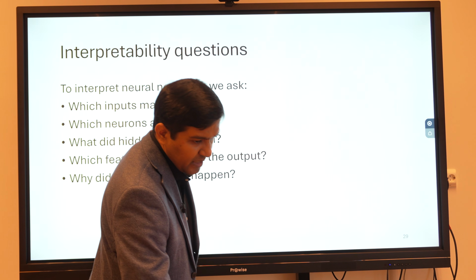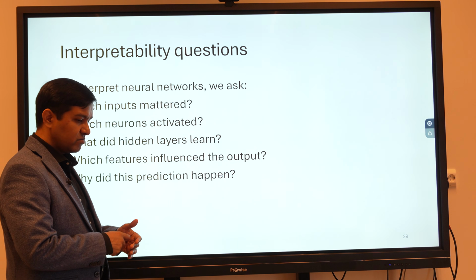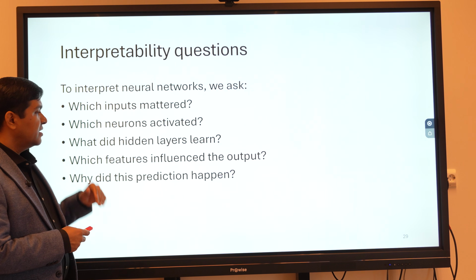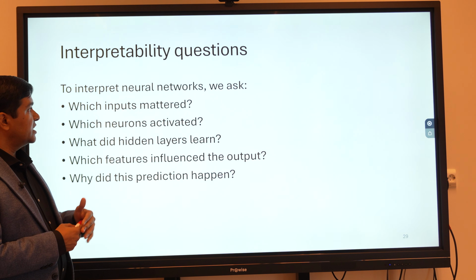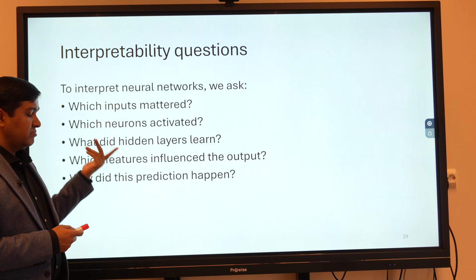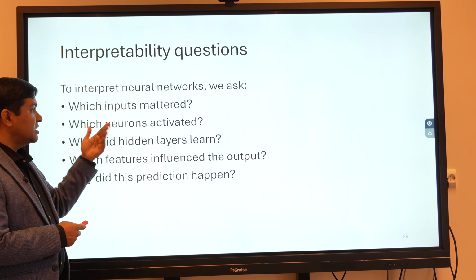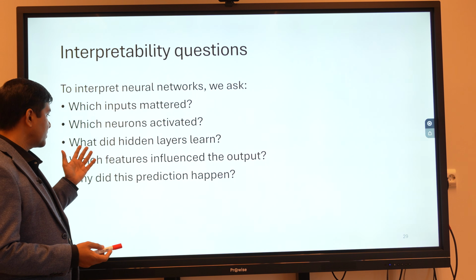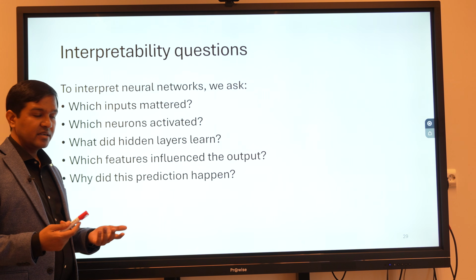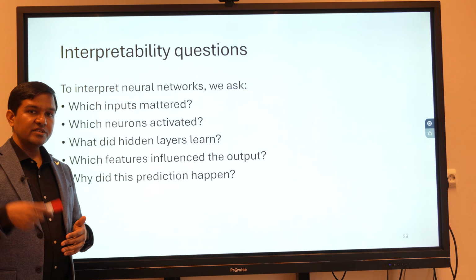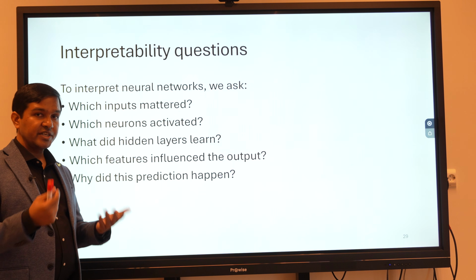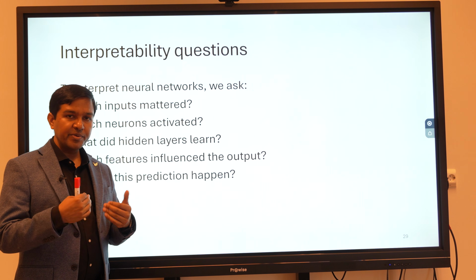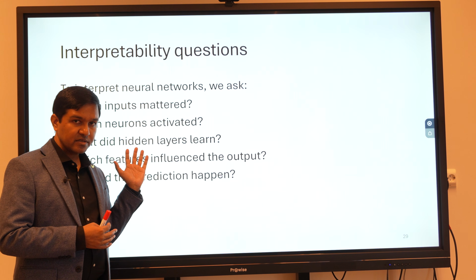So that led to the interpretability question. If we have a neural network, it is very important to know which input is mattering the most, which neuron is getting activated, what the hidden layers learned, which features are influencing the output, and why this prediction happens. To have explainability, this need must be answered.